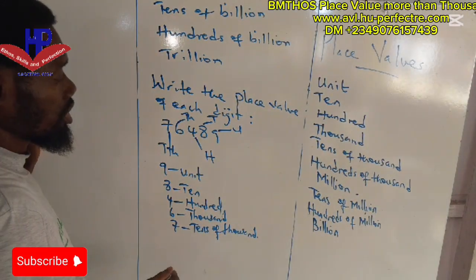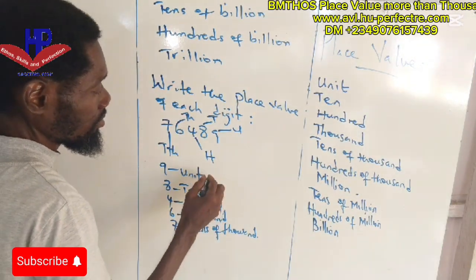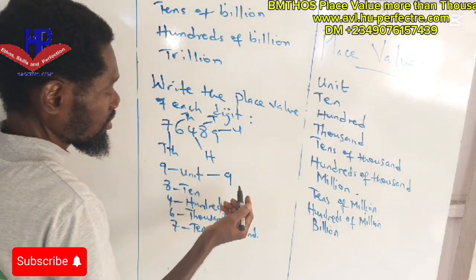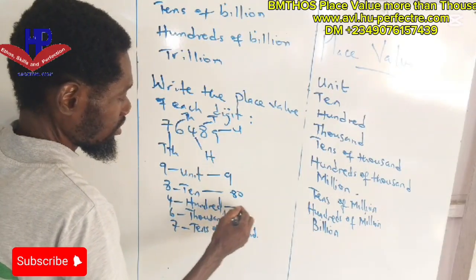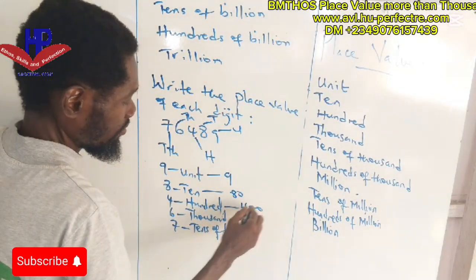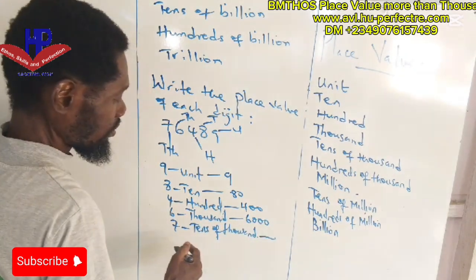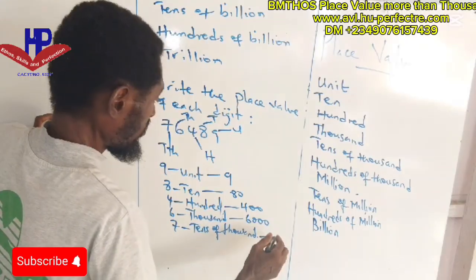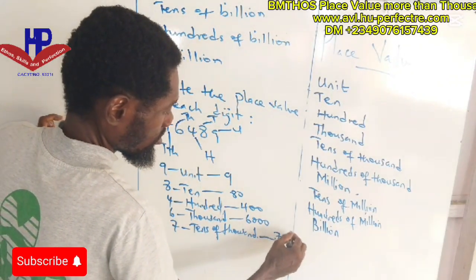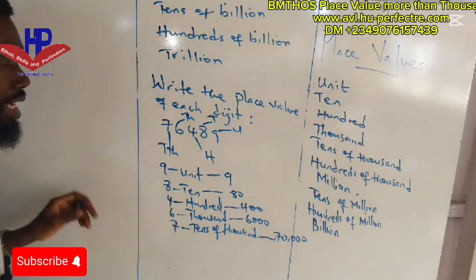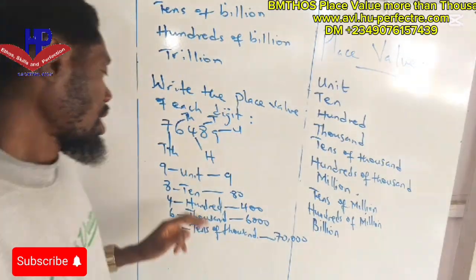These numbers can also be written in whole number form. This is 9. 8 tens is 80. 4 hundred is 400. 6 thousand is 6,000. 7 tens of thousand is 70,000. So these are their different numbers. This is their own number form, and this is their place value form.